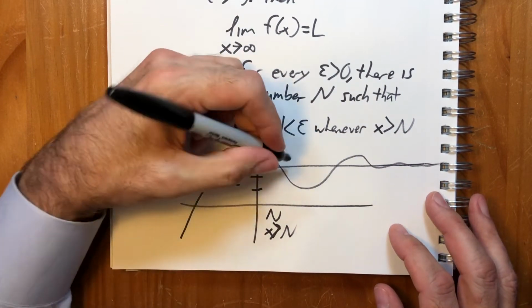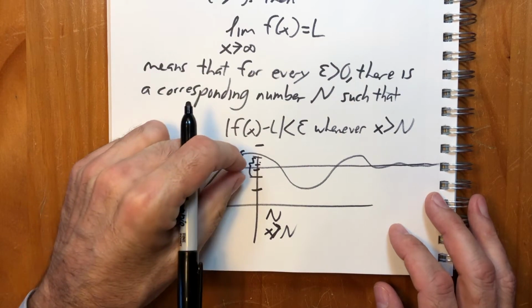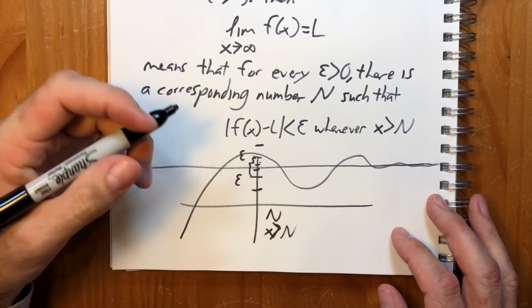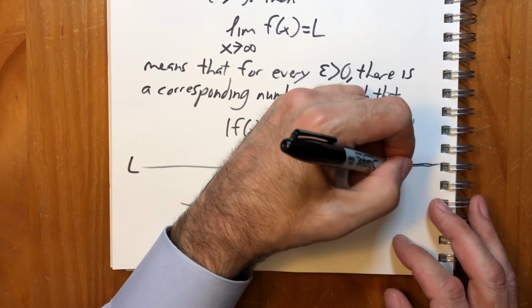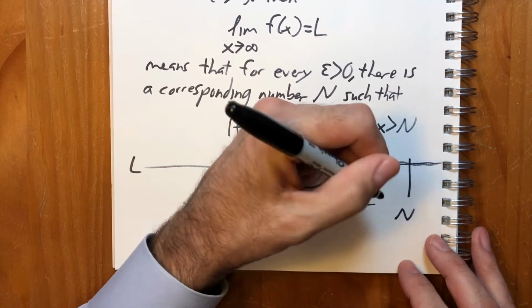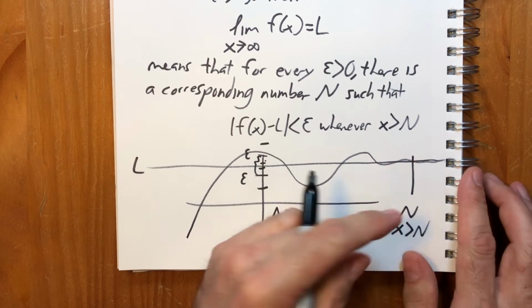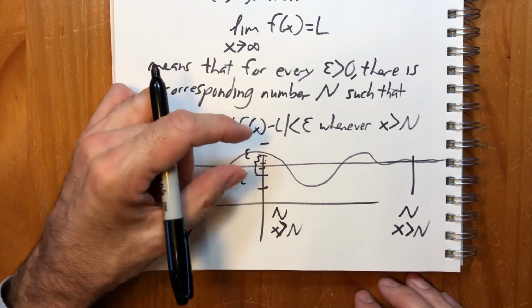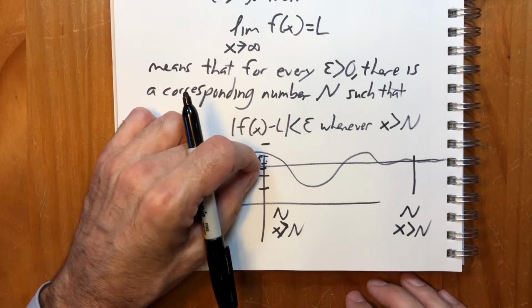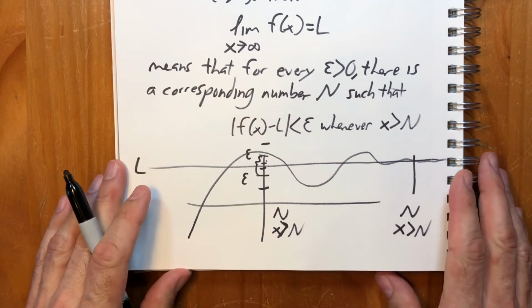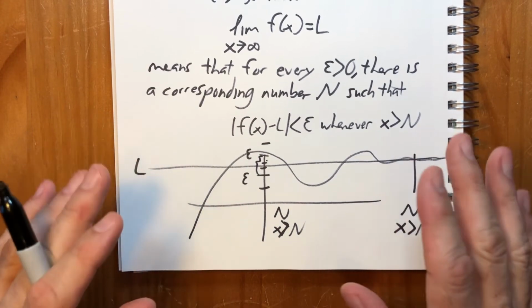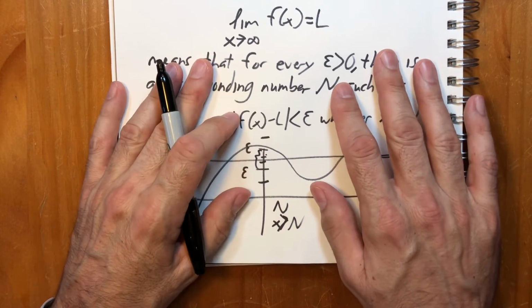But if you make epsilon a lot smaller, then the interval around L is much narrower. But if you take an N way out here, then x greater than N will still always guarantee from this point out that f of x is close to L, within epsilon of L. Now, the same definition works for negative infinity. You just have to flip all the appropriate terms. Okay, so that's what we mean by the limit at infinity.